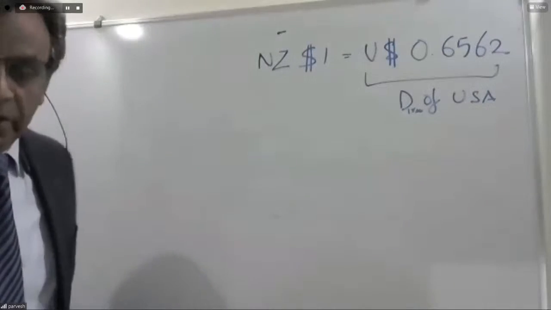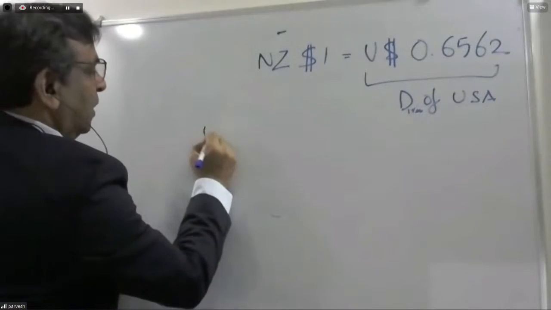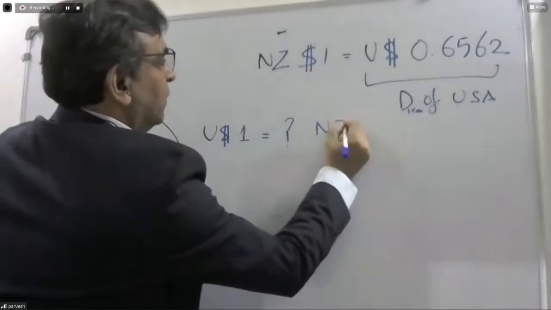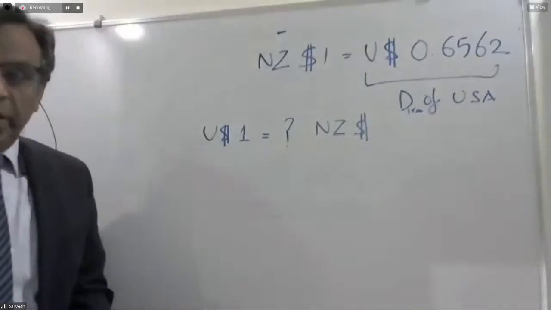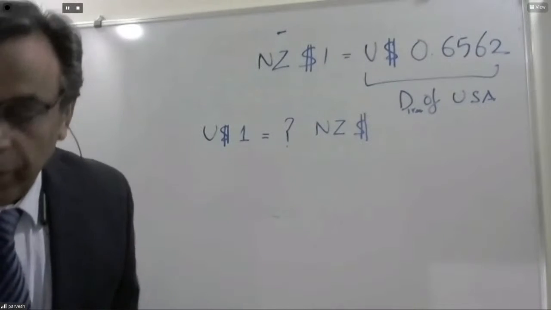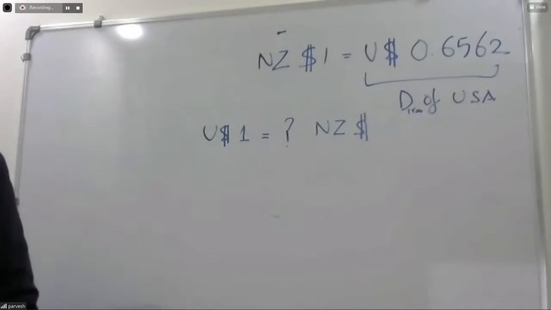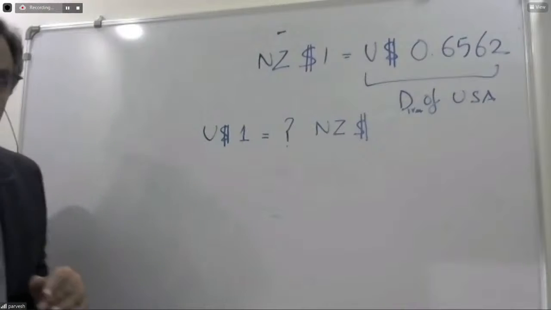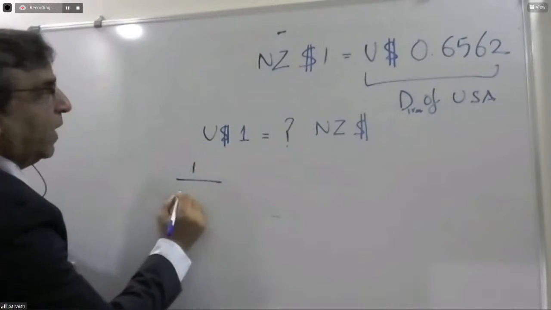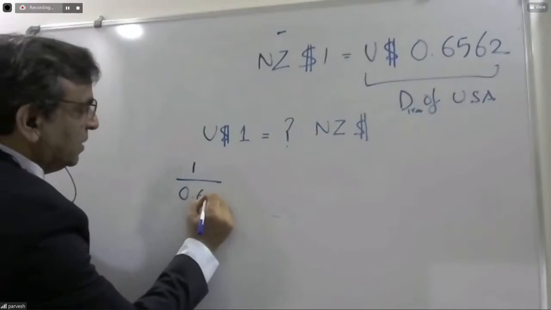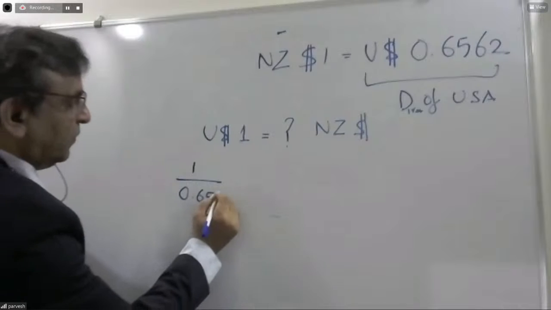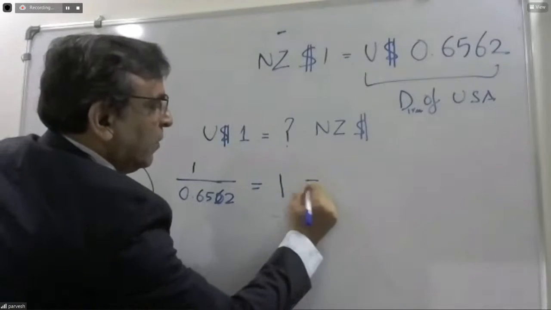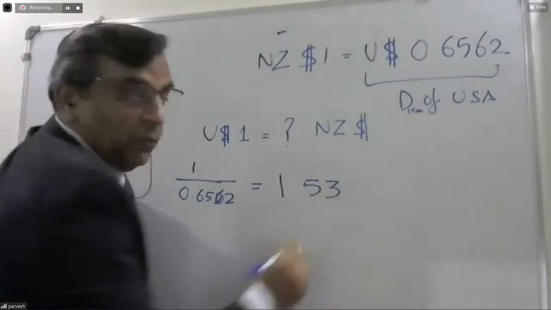Fine. So now we want to convert this quote into an indirect quote, which means US dollar 1 will be equal to how many New Zealand dollars? So can you solve this? Okay. So I would like to have some answers from all of you. So this will be 1 divided by 0.6562, sorry, which will be equal to 1.5239.